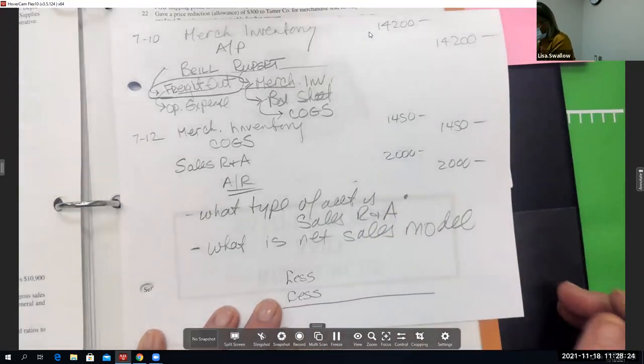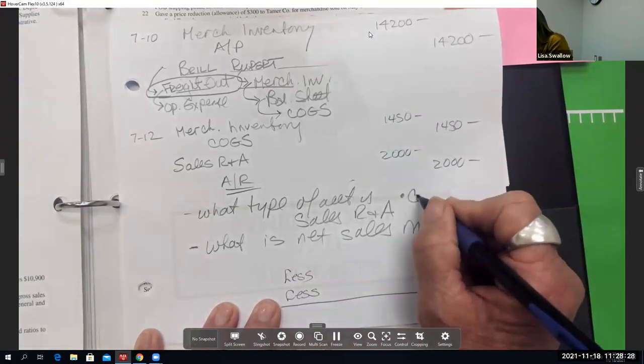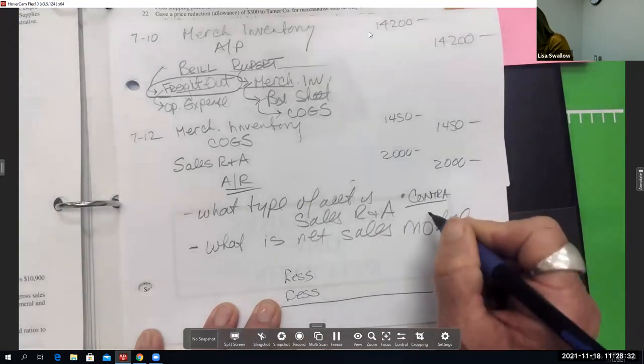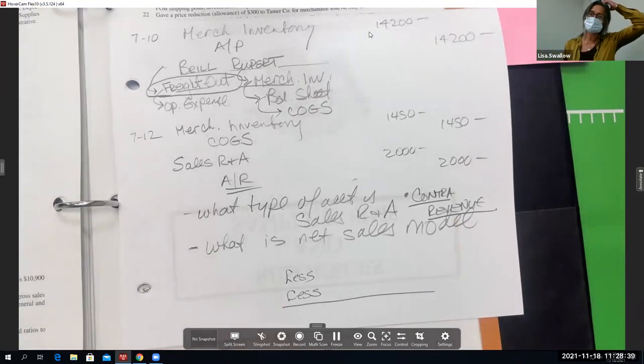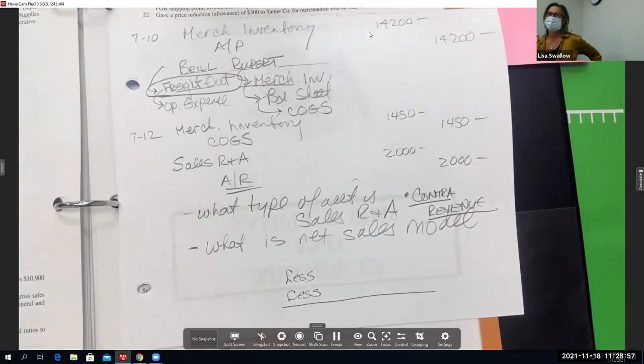Dylan, what kind of account is sales R&A? Excellent. It's a contra revenue account. So in this example, did we use sales R&A for a return or for an allowance? Right. Now, what if we had just given them an allowance? What would be different? You wouldn't credit inventory for something else. You didn't get any money for that. No, I actually have to think about this. I totally agree with you.